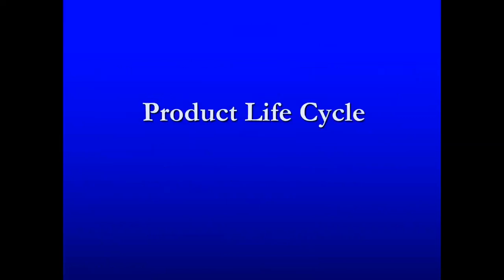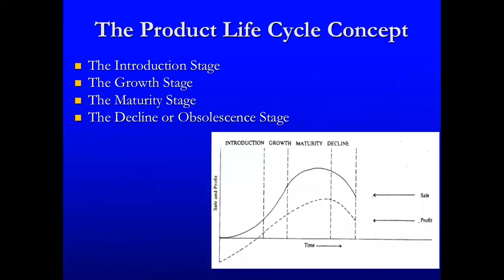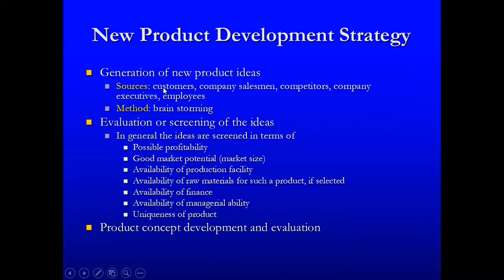Then let us see what is product life cycle. There are four stages. One is introduction stage, second is growth stage, third is maturity stage, and finally decline stage or obsolescence stage. And profit is there in these three stages. It is negative in the first phase of introduction.